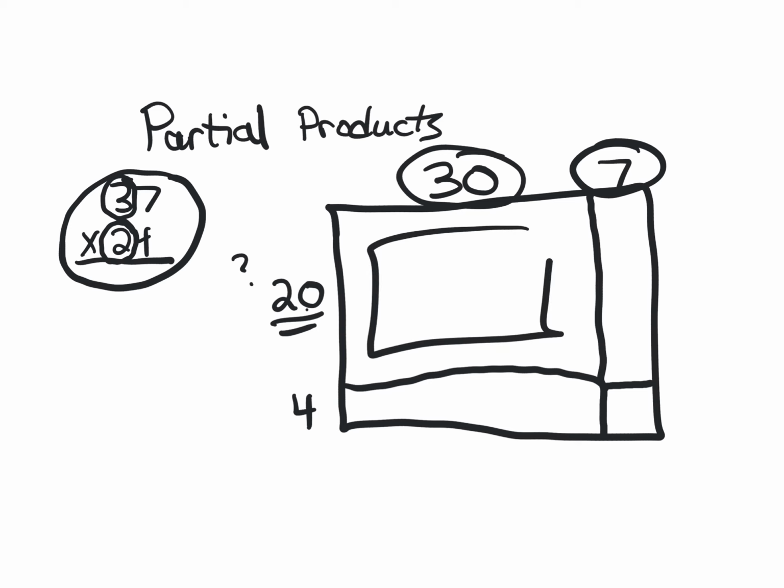Now, inside this box here, we want the area of this box here. Now our formula for area is length times width. So we want to do 20 times 30 to get the area of this box.